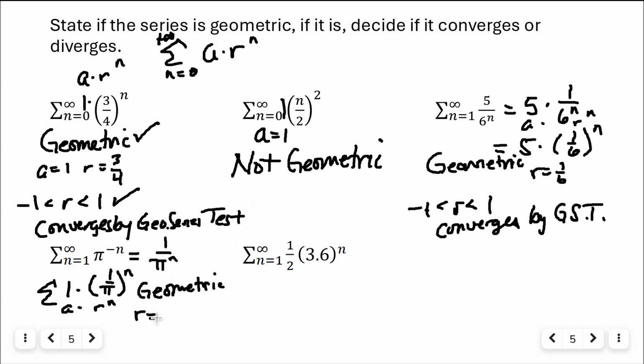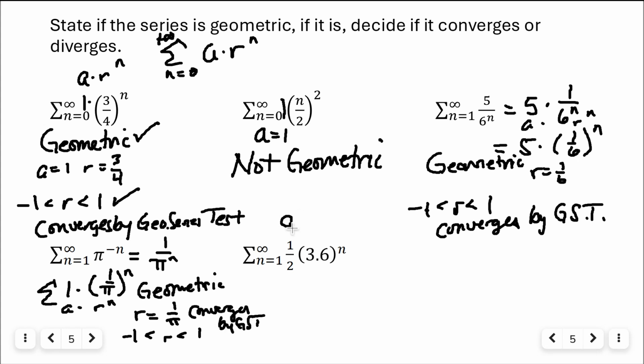In this case, r is 1 over pi. Well, pi is 3.14, so this is like 1 over 3.14. R is, in fact, between -1 and 1, so this converges by the geometric series test.